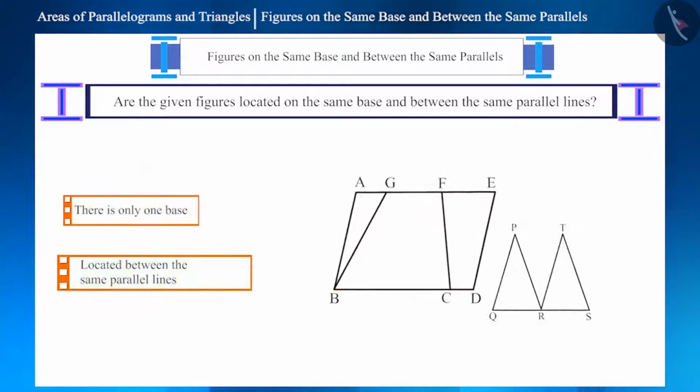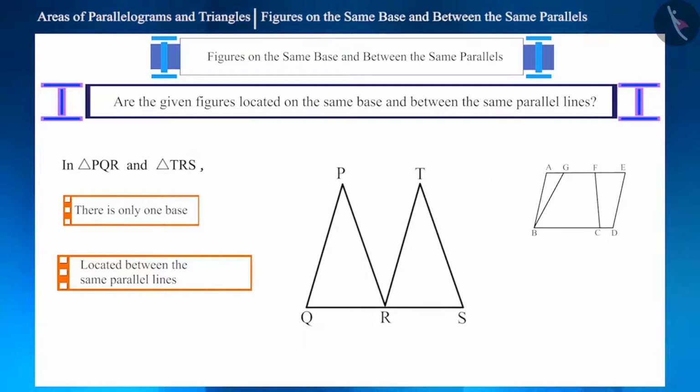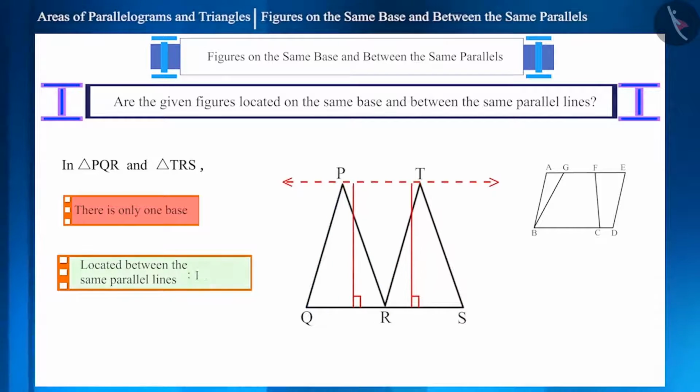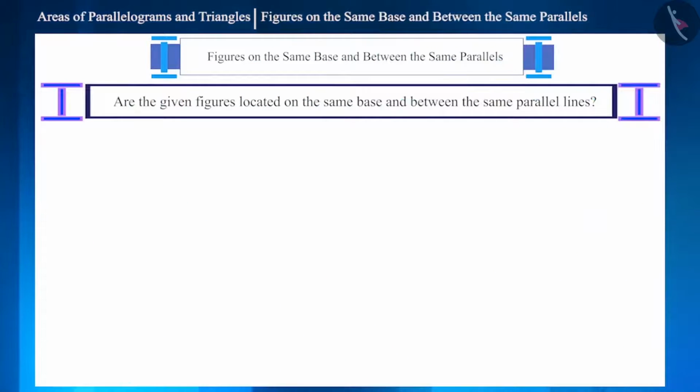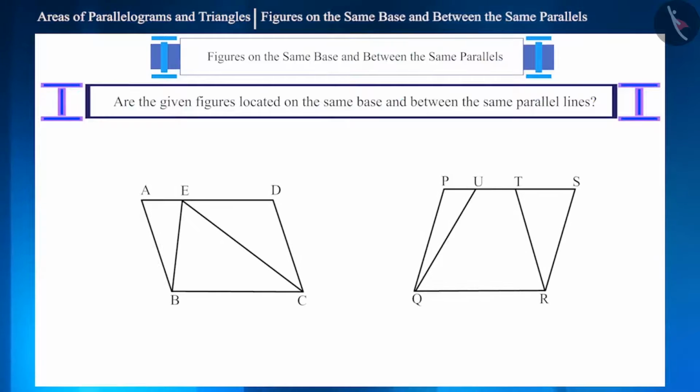base. Similarly, in the second figure, we can see that the two triangles do not have the same base. They have different bases, but the two triangles are located between the same parallel lines, PT and QS. Let us now see the last few figures.